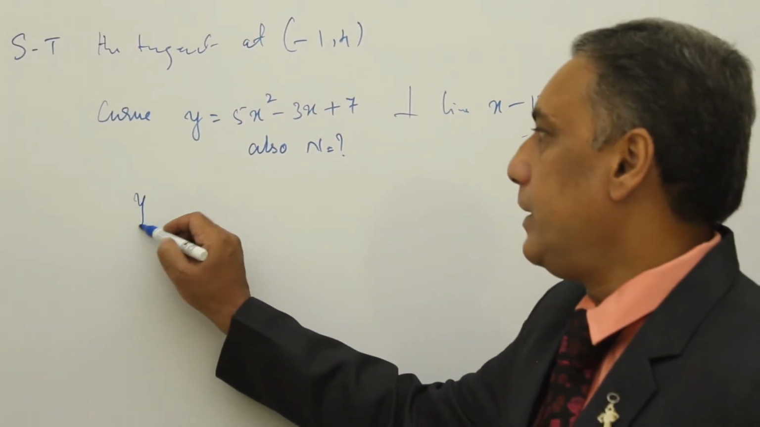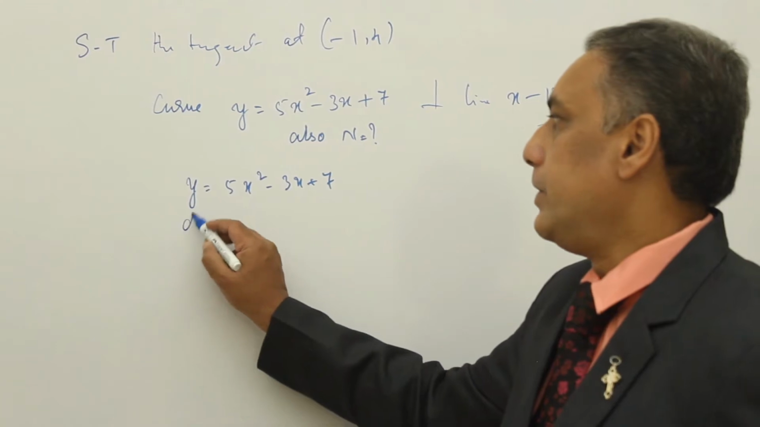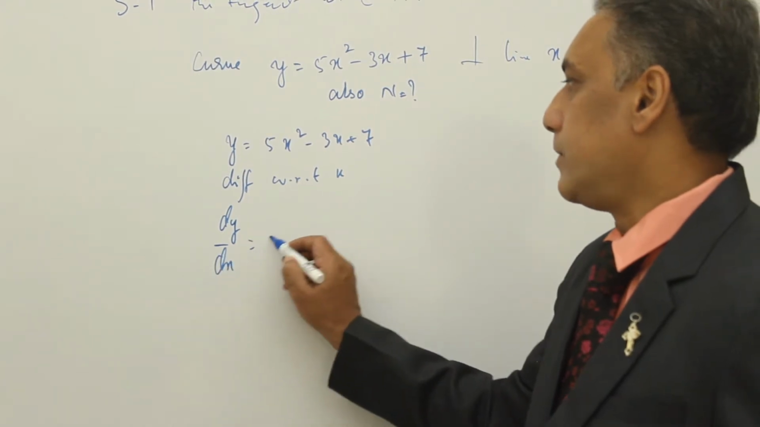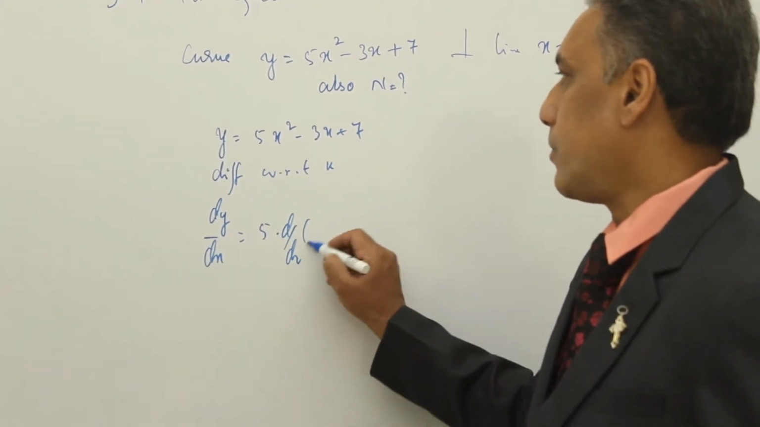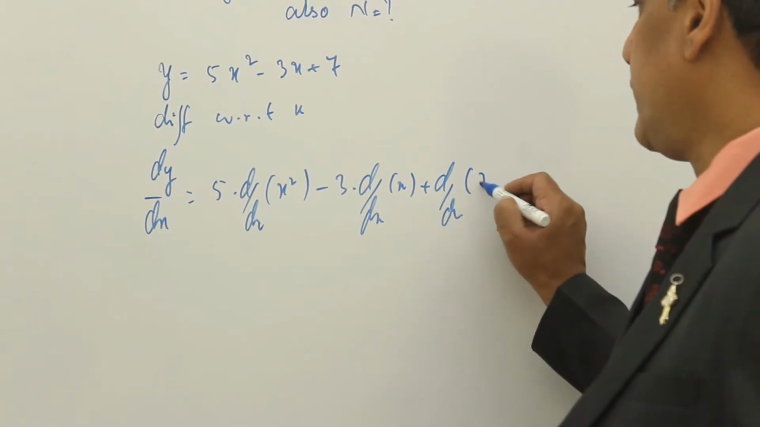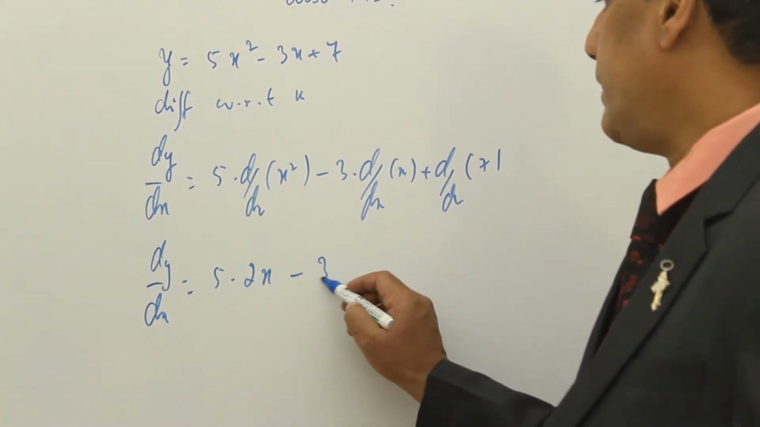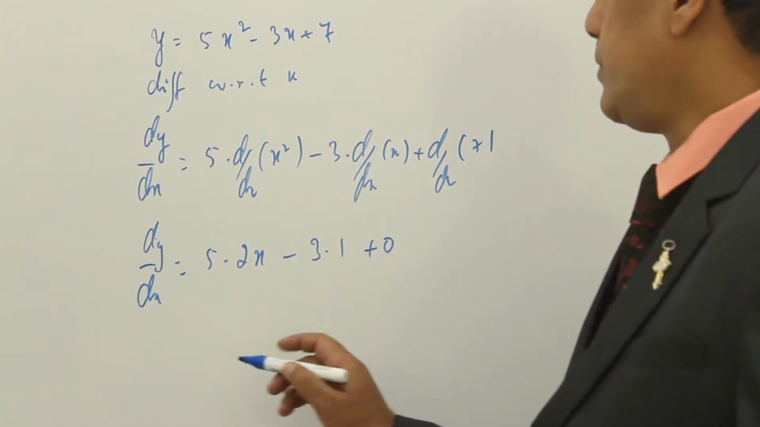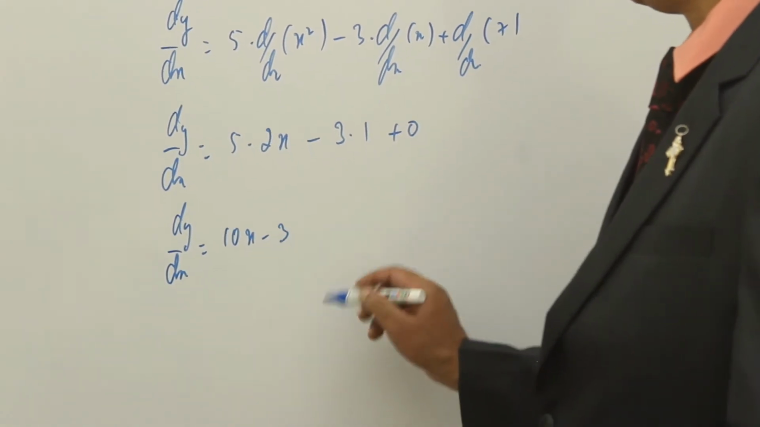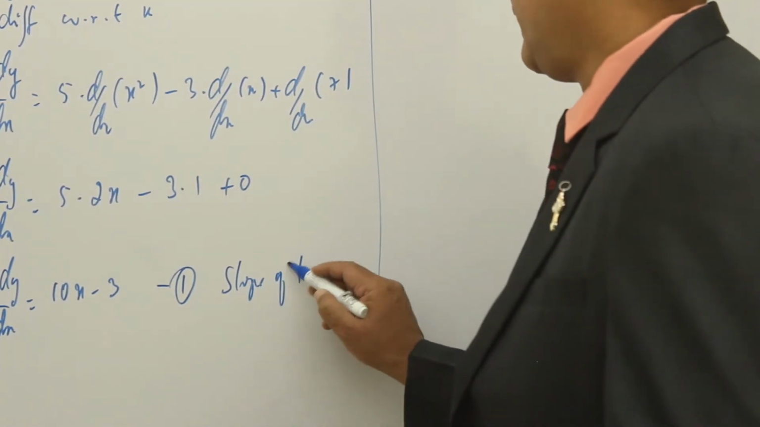When you differentiate the equation of the curve, that is y equals 5x square minus 3x plus 7, with respect to x, you will get dy by dx is equal to 5 into d by dx of x square minus 3 into d by dx of x plus d by dx of 7. So therefore you will get dy by dx is equal to 5 into 2x minus 3 into 1 plus 0. So this is nothing but dy by dx is equal to 10x minus 3. This is equation 1. This is the slope of the tangent.